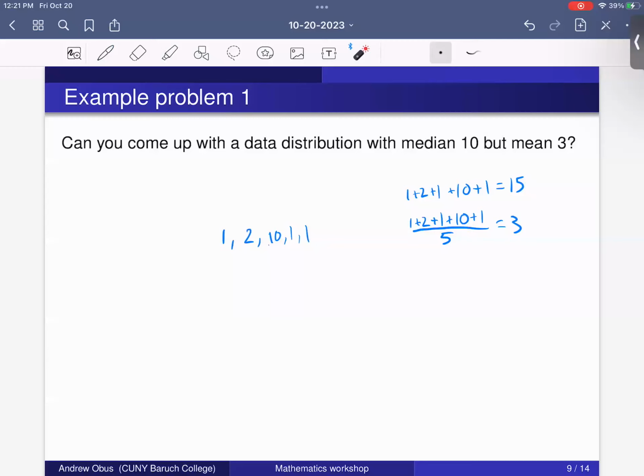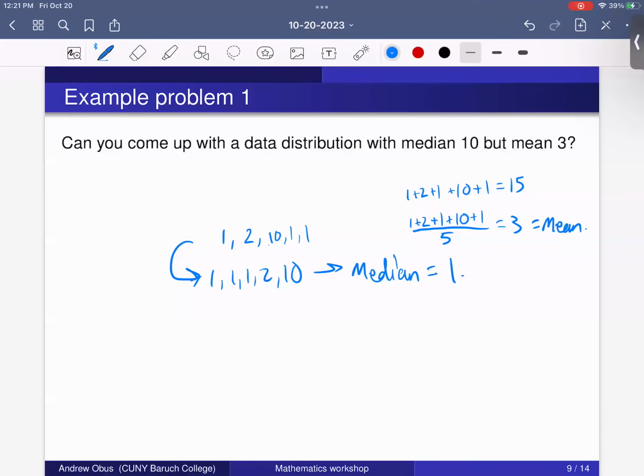I agree with you. The problem with the median here is I'm not allowed to just rearrange the data however I want, right? If I write the data like this, I can't just say the middle entry is 10 and that's the median. Because for the median, I always have to arrange from smallest to biggest. In this case, the median is going to be equal to 1, right? So sure, this would be the mean, but this doesn't work, though it's a good try.